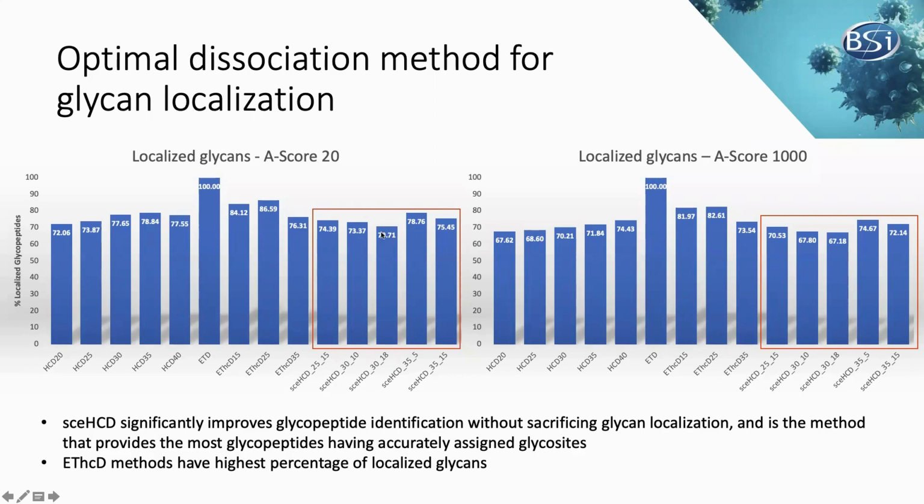So here's the percentage of peptides that pass an A-score of 20 out of the total number of glycopeptides identified. And we see similar values with an A-score of 1,000. However, you can see that EThcD overall had a higher percentage of glycopeptides where we can confidently map the modification sites.